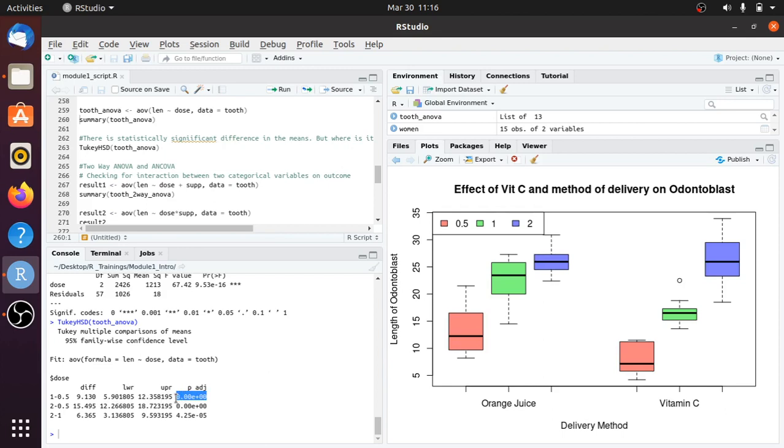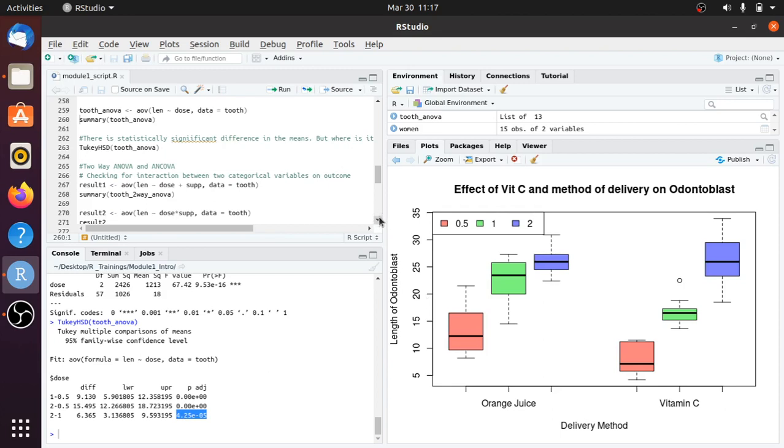So there's a significant difference here between 2 and 0.5. Also, look at the p-value. Even between 2 and 1, look at the significant value. You can see it there. That is what it is showing us. So I believe we can now see how we can use R for our data analysis, in this case to perform ANOVA.